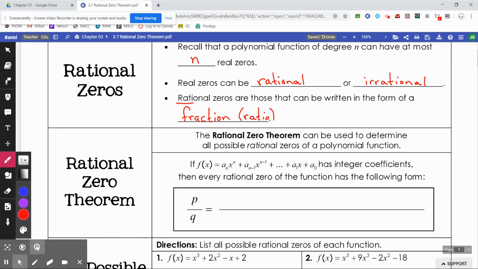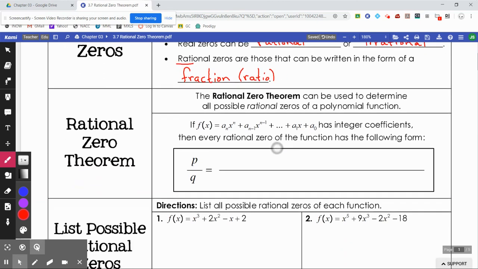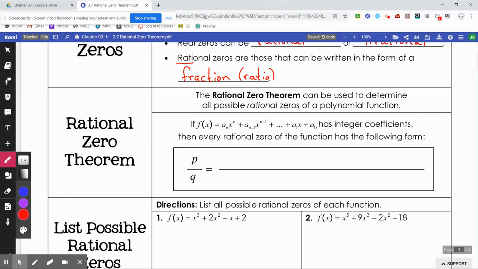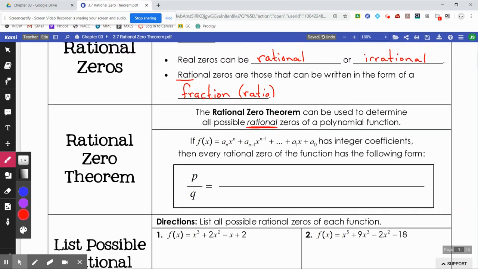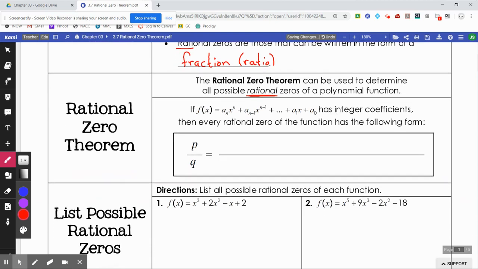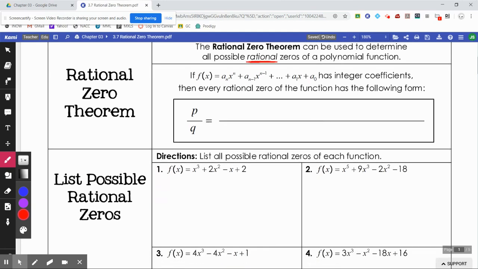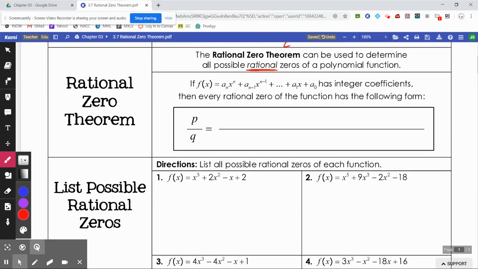Okay, now let's talk about the rational zero theorem. Here we go. The rational zero theorem can be used to determine all the possible rational zeros. Now, you've got to be careful because, reminder, these zeros can be rational or irrational. This theorem will only give you the possible rational zeros of a polynomial function. And here's the actual theorem.